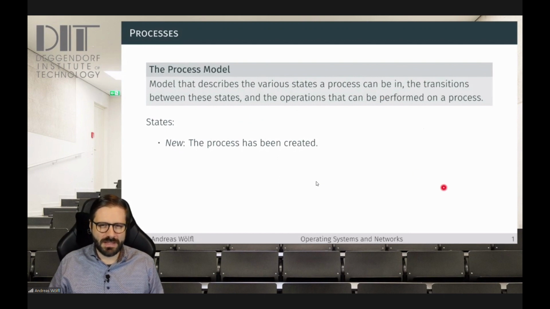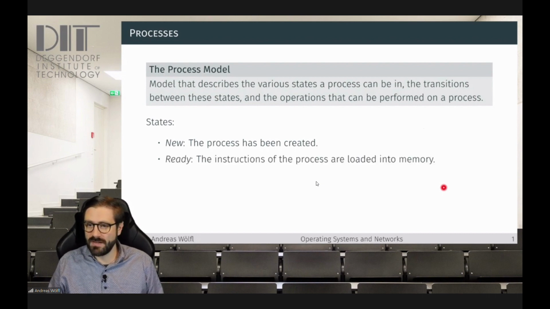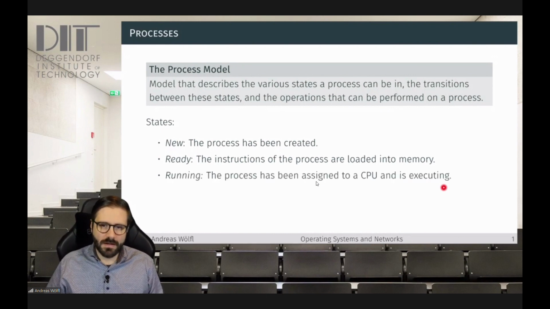So the process model basically describes the state transitions a process goes through in its life cycle. There are several states for a process. A process can be new when it's newly created. A process can be ready when the process is loaded from the disk into memory, but it has not executed a single instruction. Then it's ready, loaded but not executed. Then it's running when the process is assigned a CPU and is executing.